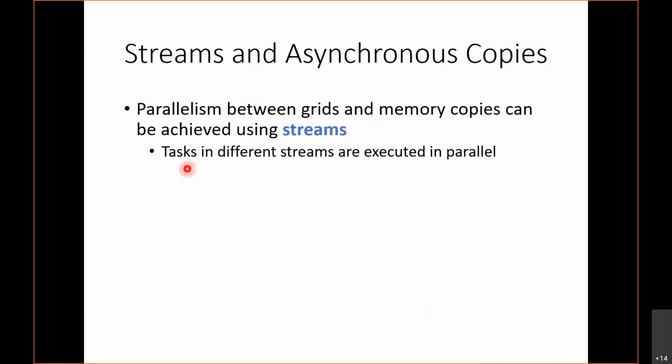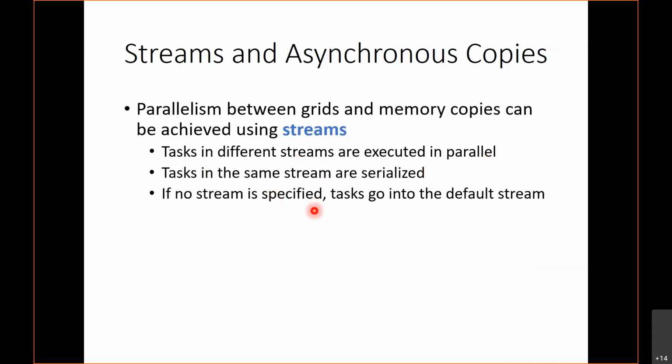Whereas if I put tasks in different streams, they're executed in parallel. So tasks in different streams are executed in parallel, and tasks in the same stream are serialized. Now, by default, if I don't specify a stream, everything is going to go into the default stream. So if I specify multiple CUDA mem copies, by default, all these CUDA mem copies will go into the same stream and they will be serialized.